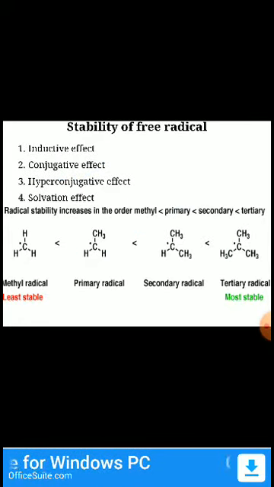Next, the stability of the free radical. Free radical stability is similar to that of the carbocation. As I already said, the 3-degree or tertiary carbocation is more stable than the others, so the free radical just follows the path of the carbocation. The stability factors I already told. So this is the end of the short introduction to intermediates.